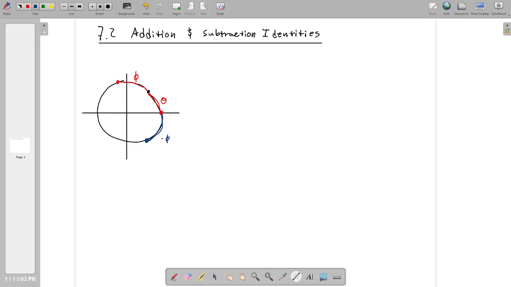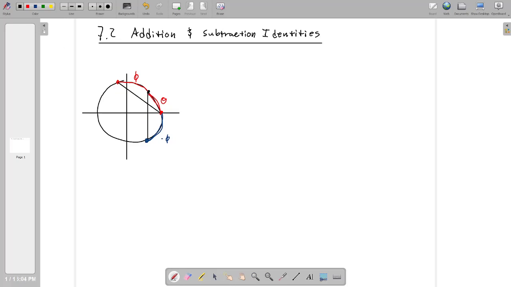What I want to do is draw a couple of lines here to here and here to here. The distance from here to here is theta plus phi units, radians or degrees, it doesn't matter. And the distance from here to here is also theta plus phi. So these two lines are actually going to be identical lengths. And that's what we're going to use in order to prove this.